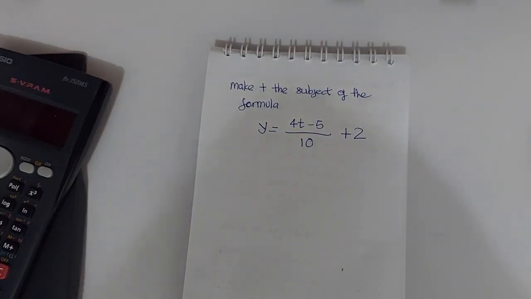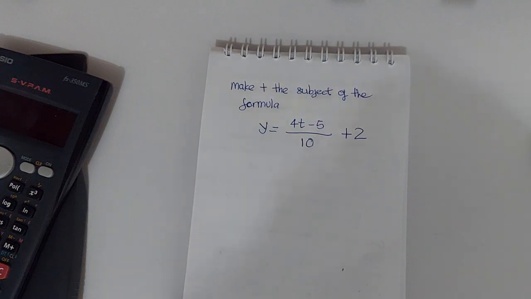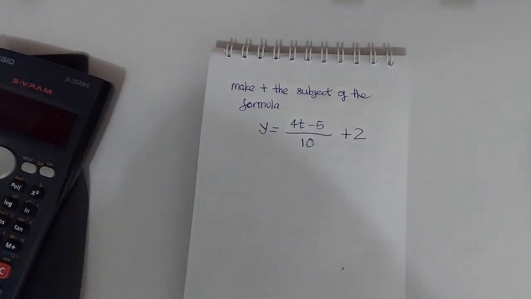Oh my, I forgot to discuss one more question. It will be this, guys. Make T the subject of the formula. Now, I will give you a clue. We have Y is equal to 40 minus 5. 40. Yeah, it's correct. 40 minus 5, divided by 10 and then plus 2.